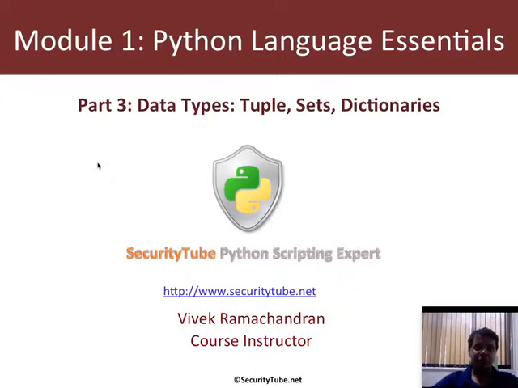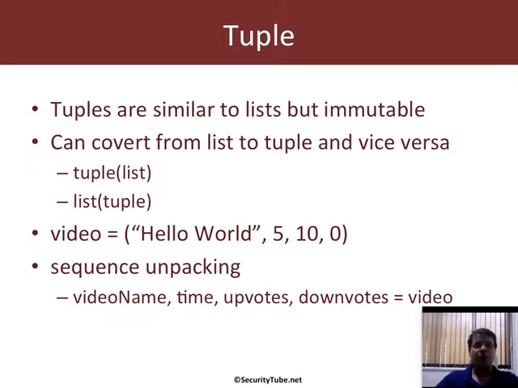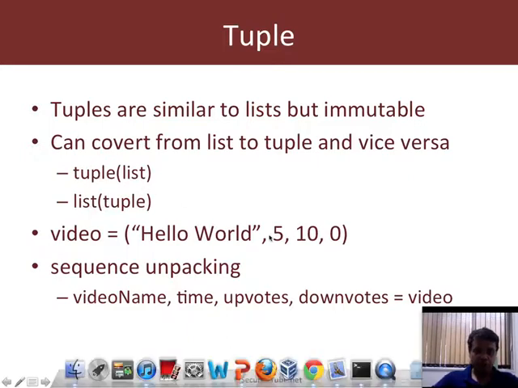In this video, we will continue to look at more interesting data types such as tuples, sets, and dictionaries. Okay, so what is a tuple? Tuples are similar to lists with one key difference: they are immutable. Typically, you can convert between lists and tuples and vice versa using the tuple call as well as the list call. So let me show you an interesting example of how to work with these.